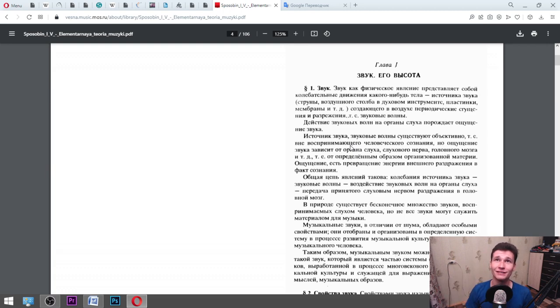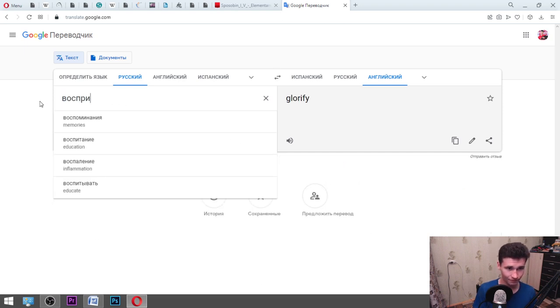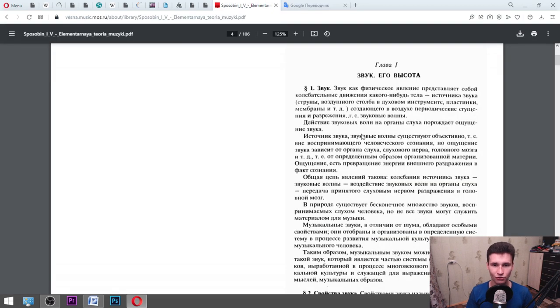воспринимающего means that I don't know how to translate it. It is kind of perceiving. Taking, receiving, I think that's more. Perceiving, yes, I think that it will be good. Вне means out of perceiving human consciousness, but feeling of sound depends on organs of listening, ears.